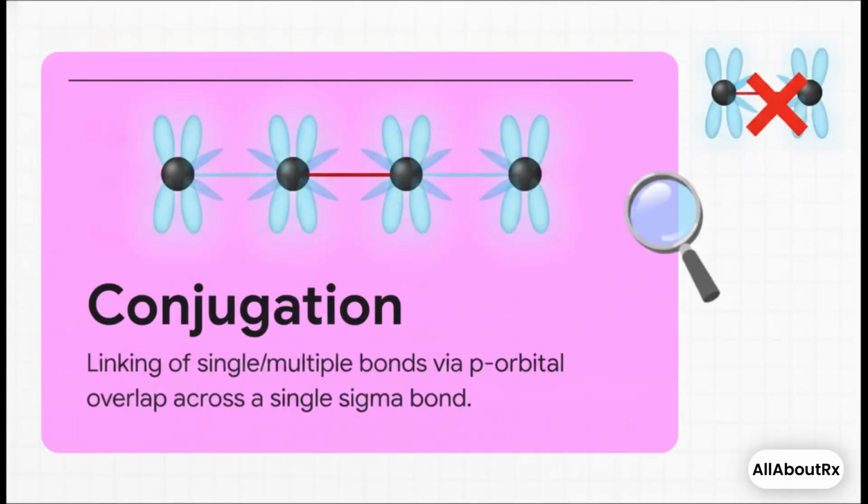To really get this, let's look at the word itself. The root is Latin, and it literally means to link together. In chemistry, conjugation is specifically the linking of alternating single and multiple bonds. Basically, what's happening is that an atomic p-orbital interacts with an adjacent p-orbital right across a single sigma bond. And when these p-orbitals overlap, it creates this extra bonding, leading to electron delocalization, which you probably know as resonance energy. And that resonance energy massively stabilizes the whole molecule.